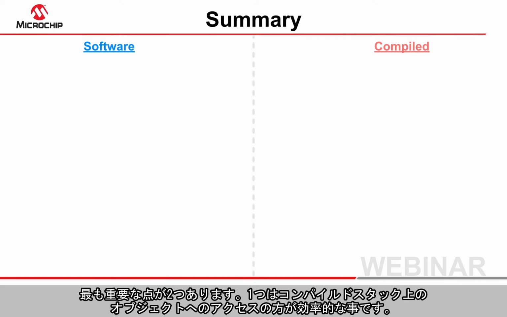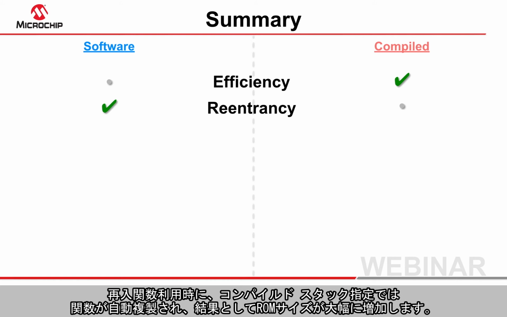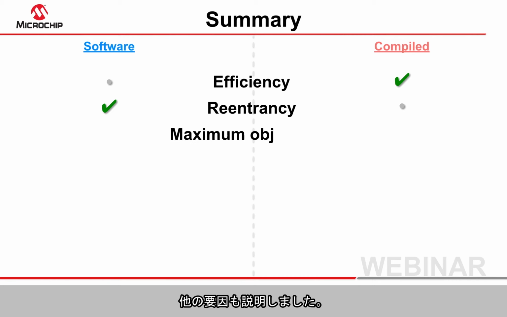Let's summarize all these differences so that you can make an effective choice of stack type for your program. The two most significant items are that access of objects on the compiled stack is more efficient. However, only functions using a software stack are reentrant. Even though compiled stack functions can be duplicated by the compiler, this can significantly increase the program size. There are other factors we've seen too.